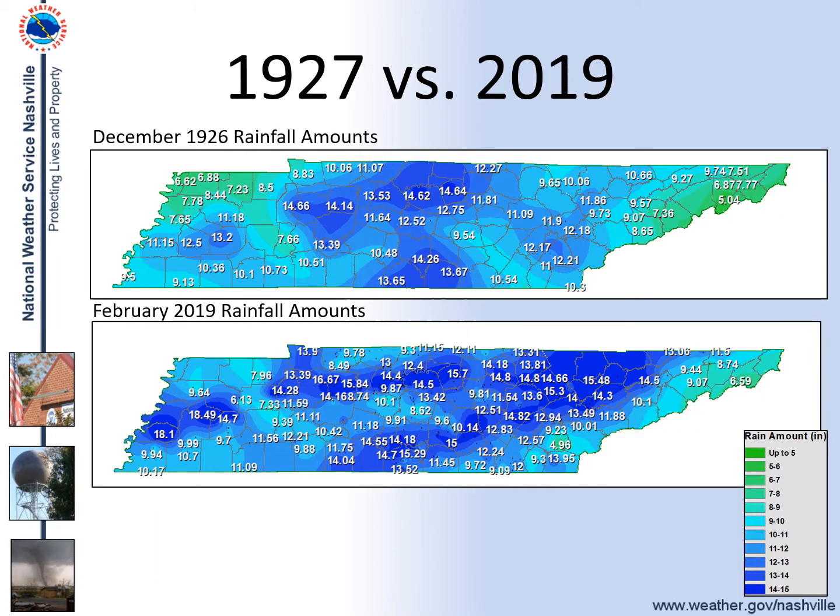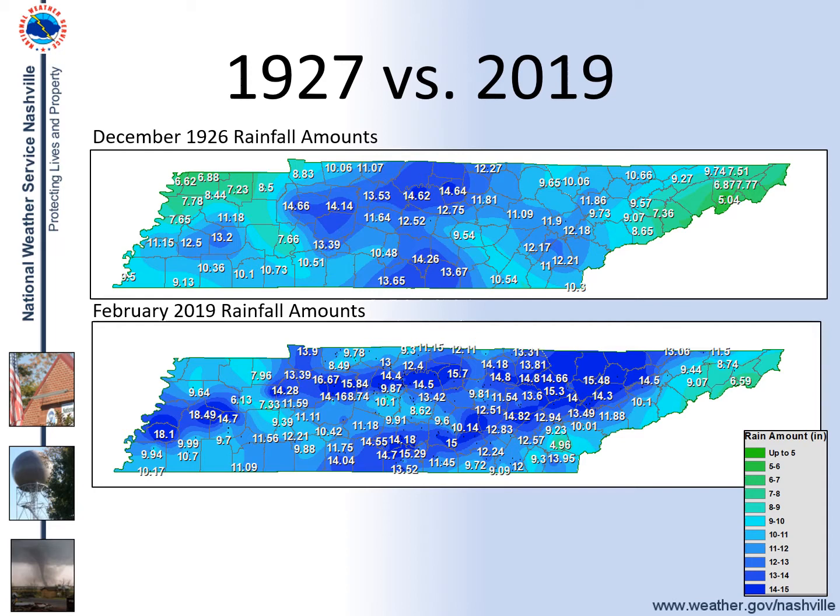And this event in 2019 was very similar to the rainfall amounts that we saw in December of 1926. So you can see just how much the impacts are for these projects that the Army Corps of Engineers and TVA use to manage the flow of the larger rivers. And it's just interesting to see that not only are the amounts similar, but the placement and time frame in which they fell is also similar.